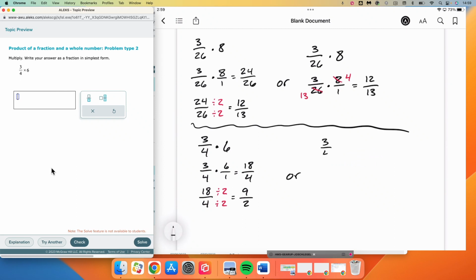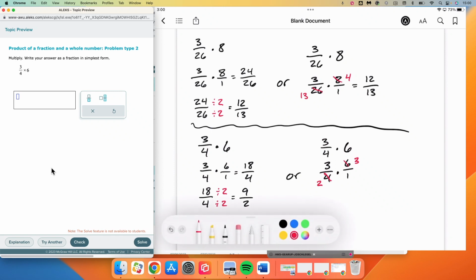Alternatively, the cross-cancel method will produce the same result. 3/4 times 6 over 1. We notice that both 4 and 6 are divisible by 2. That gives me a 3 in the numerator on the right and a 2 in the denominator on the left. So 3 times 3 makes 9. 2 times 1 makes 2.